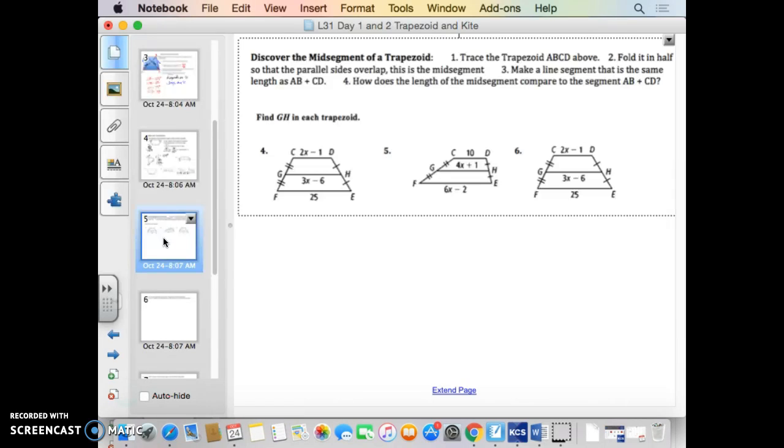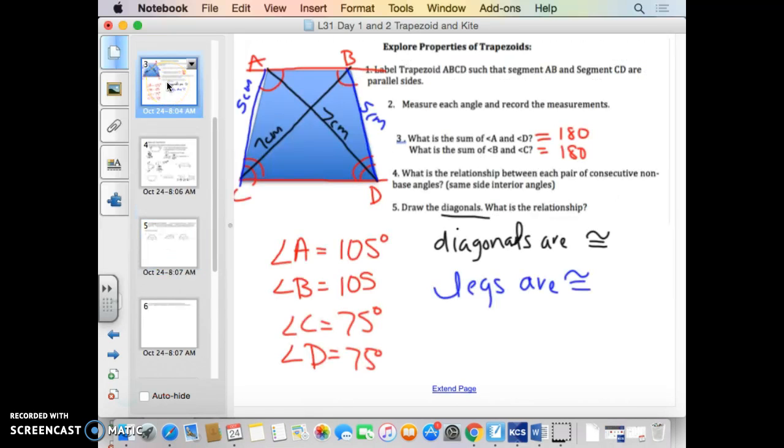Okay, so then there's another thing that you can discover, the mid-segment of a trapezoid. If you trace A, B, C, and D from above, and then fold it in half so that the parallel sides overlap, that's actually going to make a mid-segment, okay? So what you would do is go back to this trapezoid here, and you're going to trace it and fold it in half. It looks like it should end up right about here. And that's going to cut your trapezoid in half.